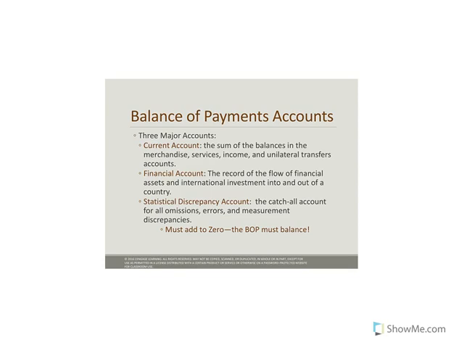Now, there's three major accounts in the balance of payments that you need to be familiar with. There's what's called the current account, the financial account, and the statistical discrepancy account. The current account is the sum of some sub-accounts. We have what's called the merchandise account, the services account, the income account, and the unilateral transfers account. So we add up the net balances of each one of those individual accounts, and that gives us the total value of our current account.